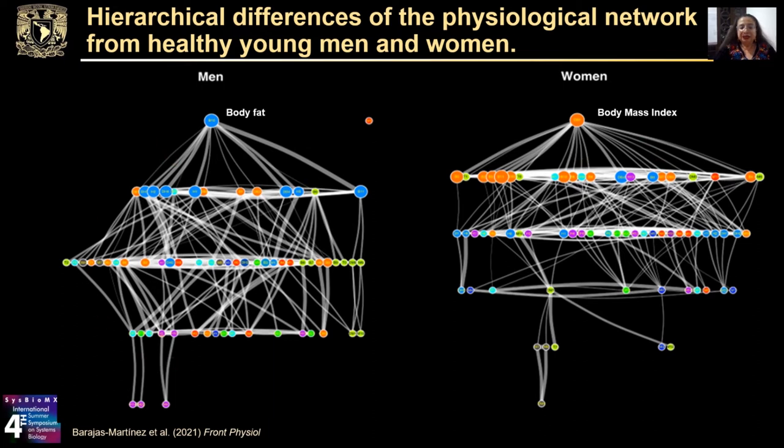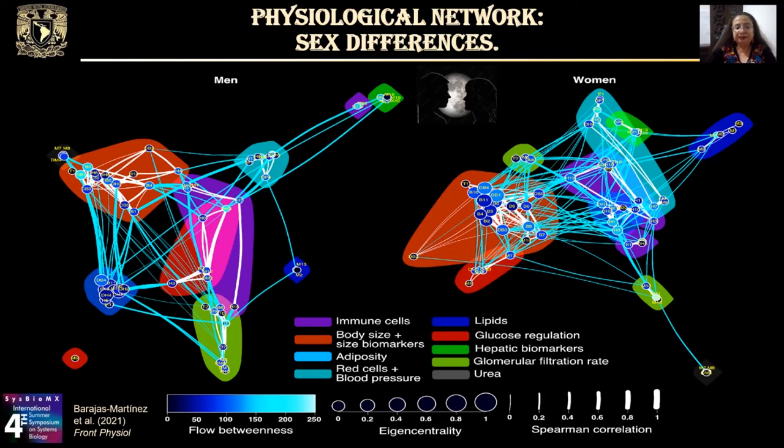This makes a different response to disease. If we consider a systemic disease like COVID-19 that destroys connections, that destroys the ways to go from one system to the other, because men have less connection than women, if we destroy lines here, there is no way to go from one system to the other.